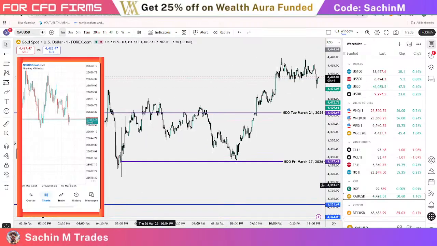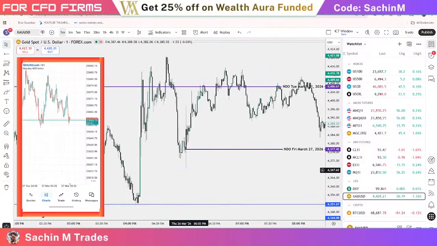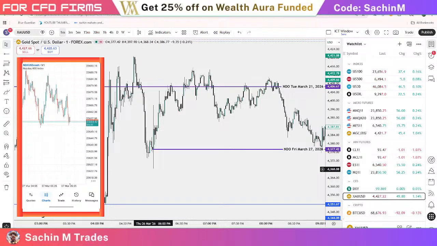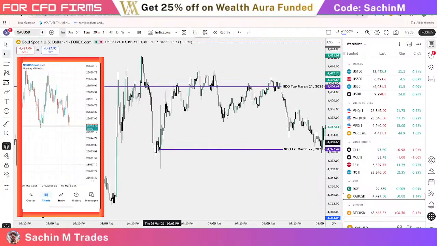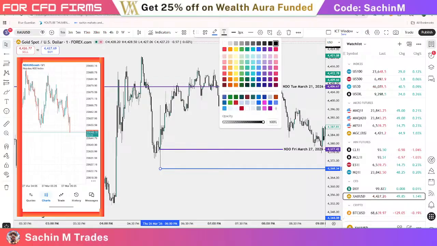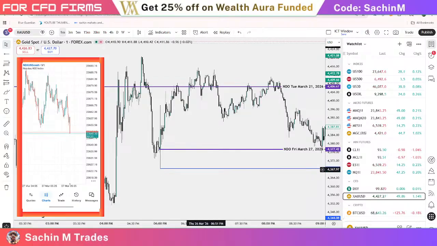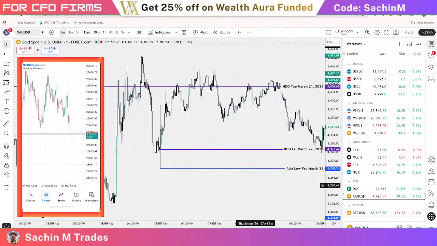Now let's see, we have Asia low. This is the Asia low, right? This liquidity has been taken out. We have Asia low here of the day, just after the next candle of the opening price. 2 pixels. Asia low, Friday, March 26. We have our Asia low marked.